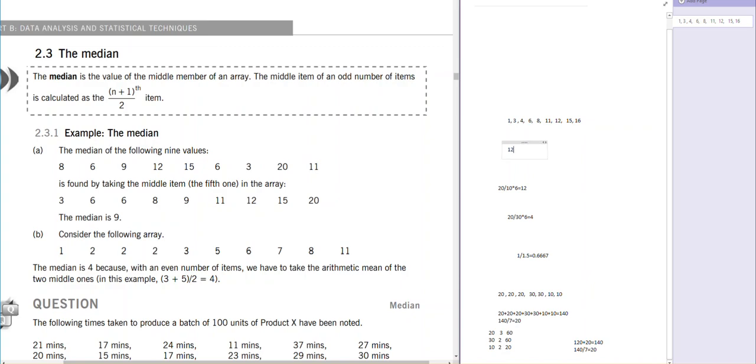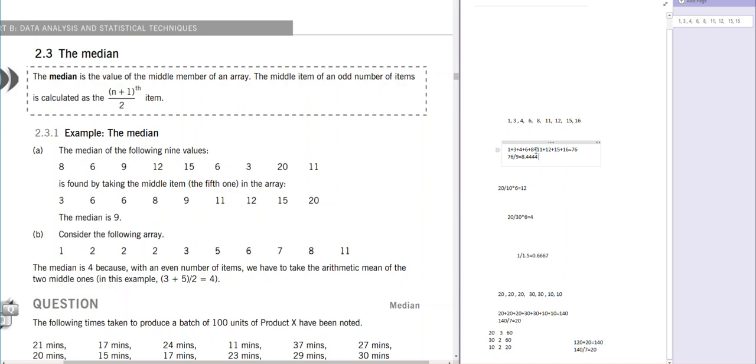If I add all of them together, 1 plus 3 plus 4 plus 6 plus 8 plus 11 plus 12 plus 15 plus 16 becomes 76. And the number of data is 1, 2, 3, 4, 5, 6, 7, 8, 9. 76 divided by 9, we have an average of 8.5. But median is the middle value.